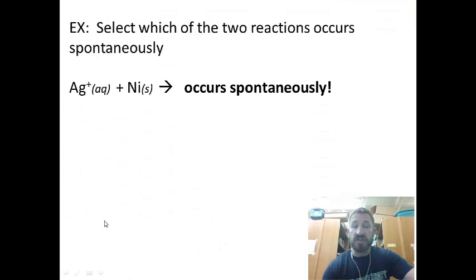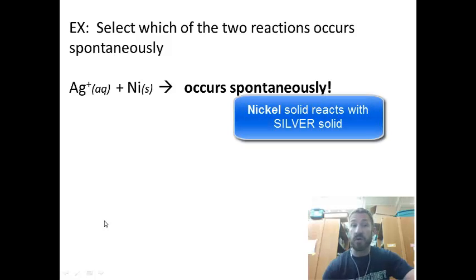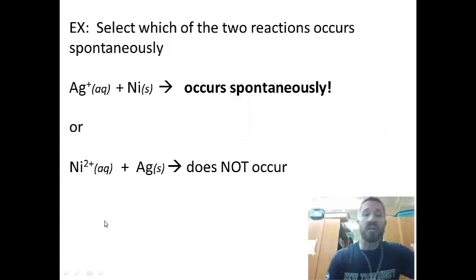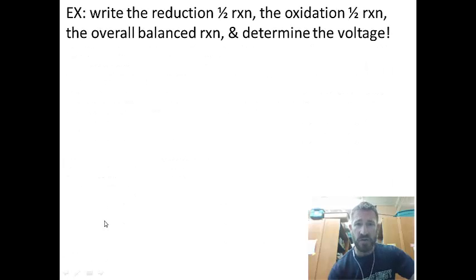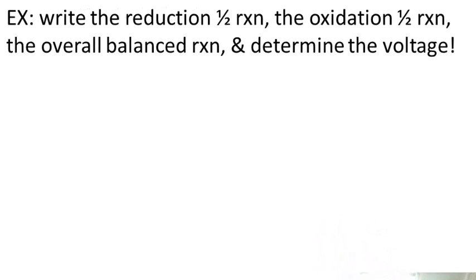Select which of the two reactions occurs. We said the nickel solid reacts with the nickel ion, and that occurs spontaneously because we got a positive voltage. But the nickel ion did not react with silver, so if we put solid silver in a nickel solution, there would be no reaction, and the voltages should affirm that. So how do you do? First of all, we want to be able to write the reduction half reaction, the oxidation half reaction, the overall balanced reaction, and determine the voltage.